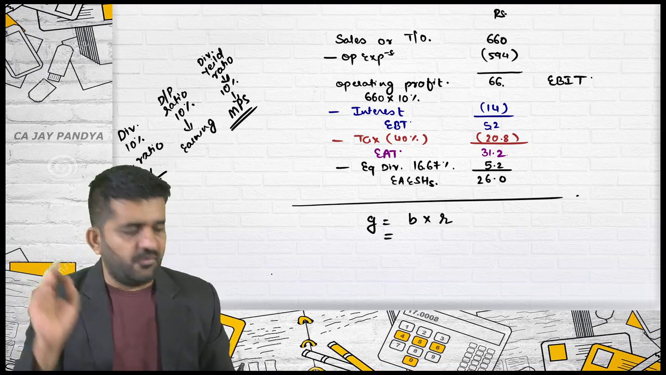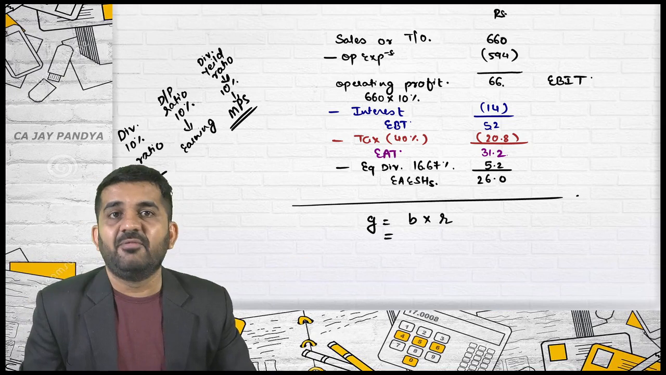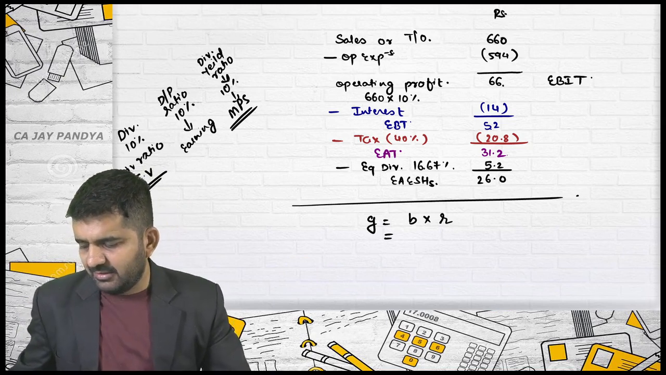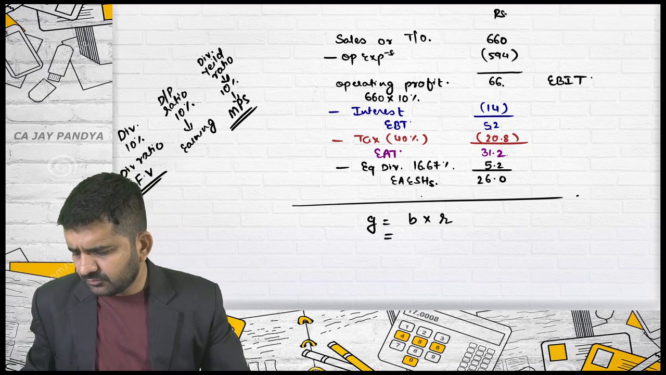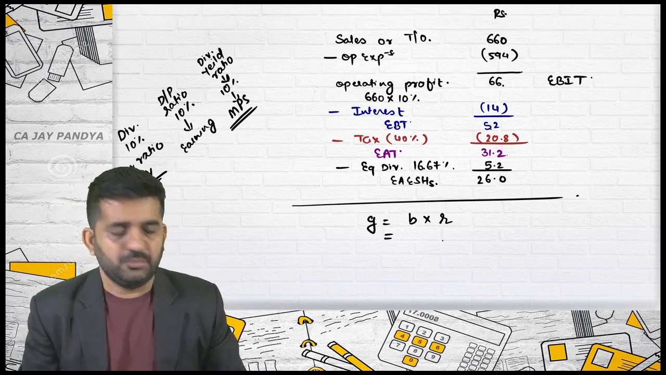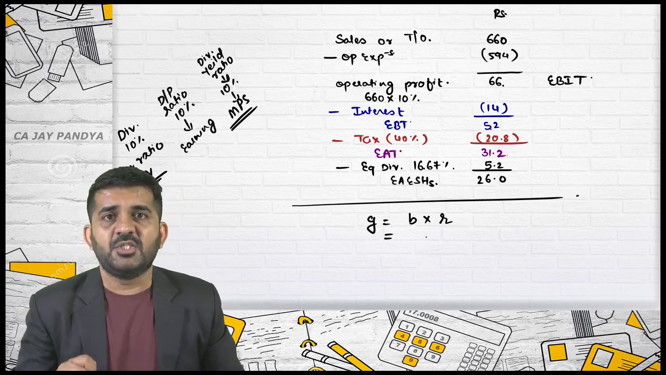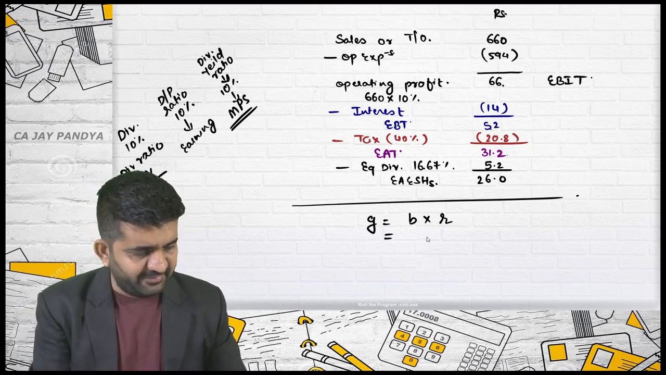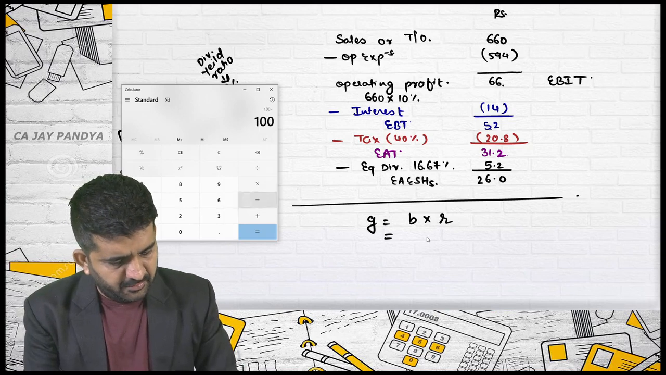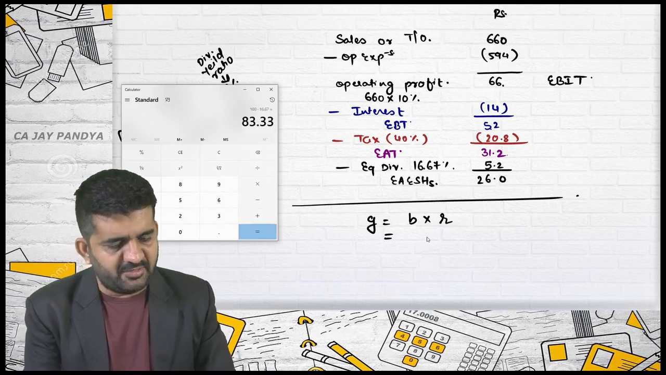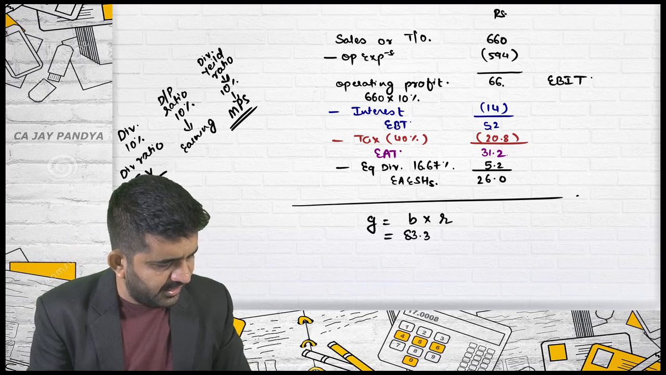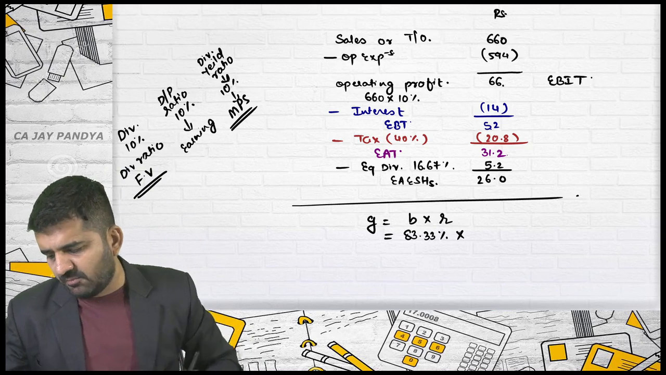Your calculation of B is simple. What is the dividend payout ratio? 16.67. Is it alright? Then retention ratio is 1 minus 16.67, that is 100 minus 16.67. Is it right? 100 minus 16.67 gives 83.33. So the retention ratio is 83.33%.